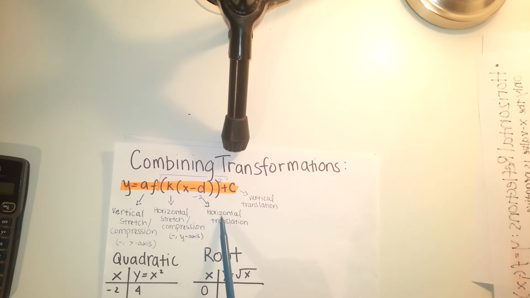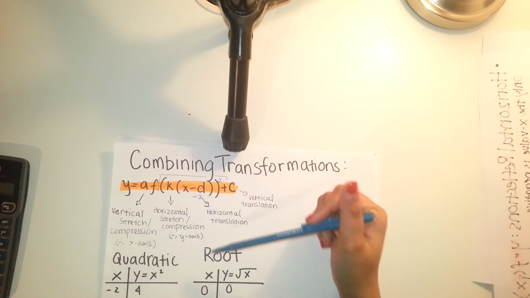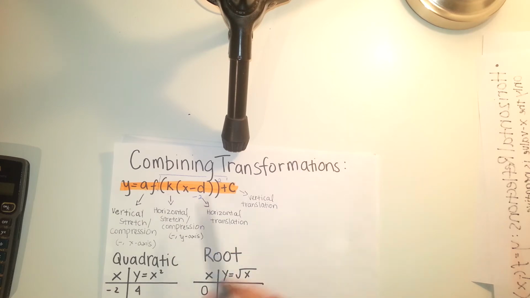The d value indicates a horizontal translation along the x-axis, so it's a shift left or right. And you would do the opposite to what it is. So if it's a negative 2 here, then you would shift 2 units to the right. And then for your last value here, c, it's a vertical translation, so it's a shift up and down along the y-axis.